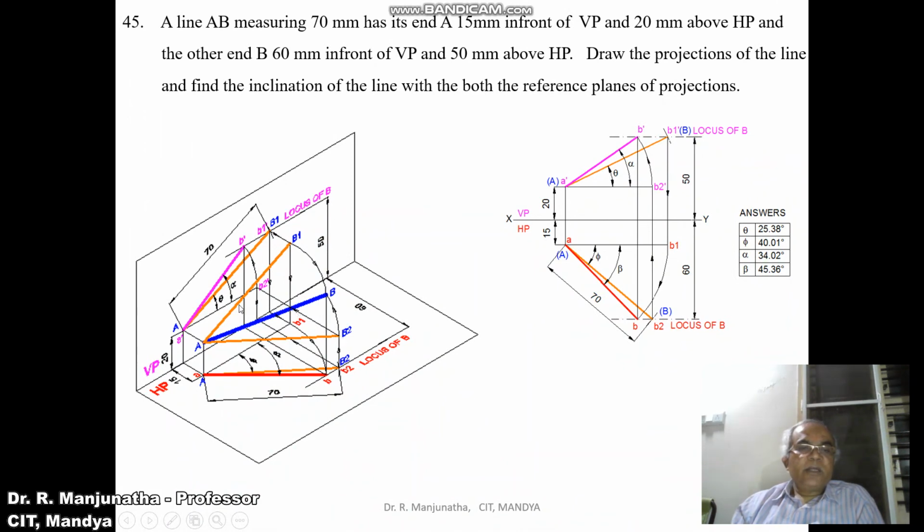So when it is projected, you will get A dash above HP by 20 mm, B2 dash is also above HP by 20 mm. So this is the front view line, which is parallel to HP. So the corresponding top view will be the true length.